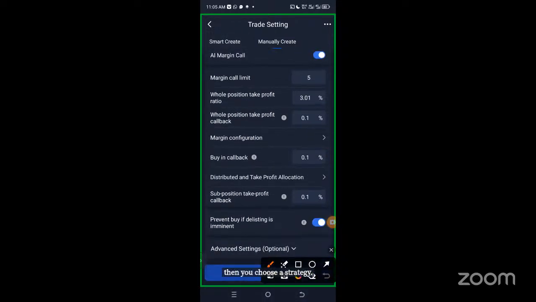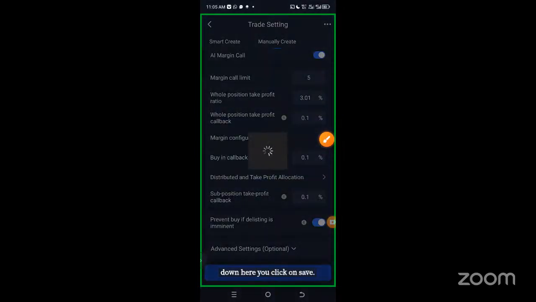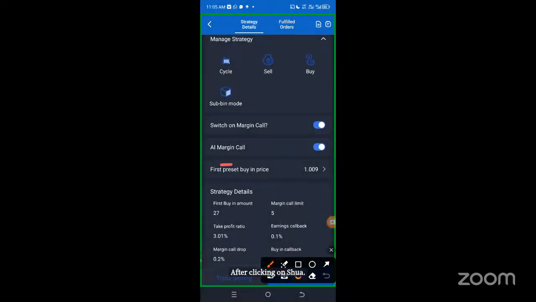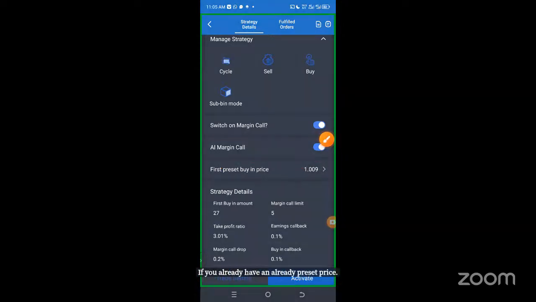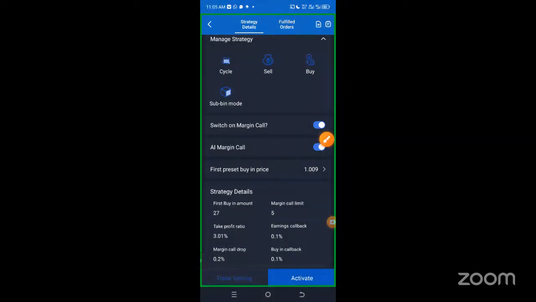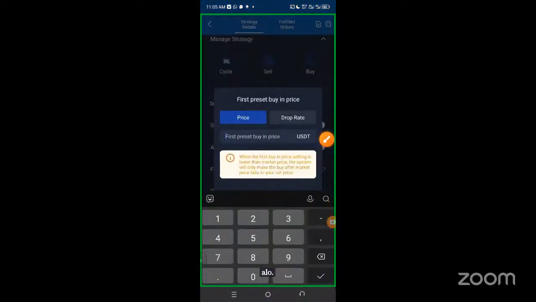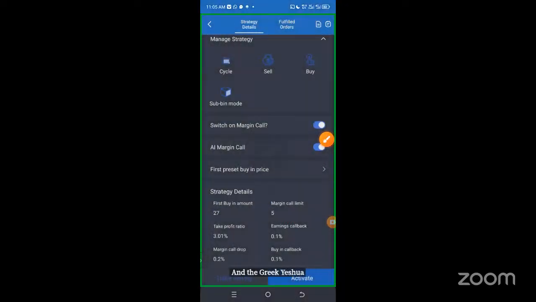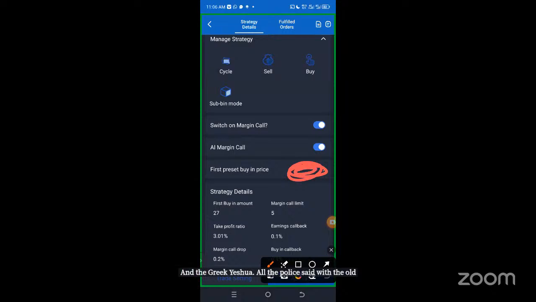After that, you click on save. Down here, you click on save. Then you click on sure. After clicking on sure, enter the preset price given in the signal. If you already have an old preset price, click on this arrow, put a 0 here, and click sure. The old preset price will move away. It will be deleted. It will be removed.